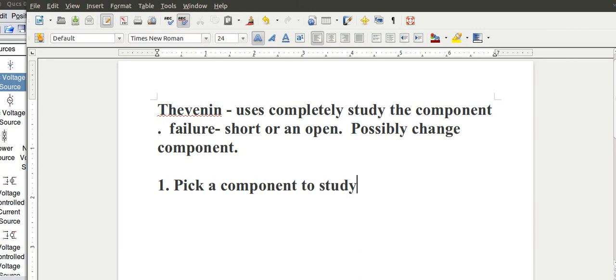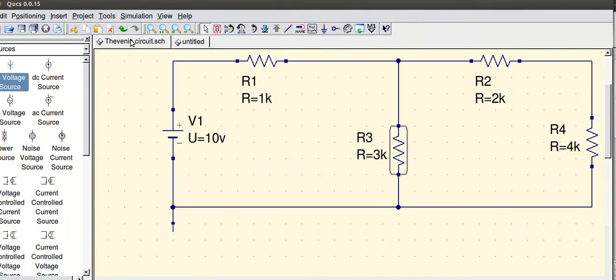Well, we've got to have a circuit. If I go over here and pull up my circuit, here is my circuit. As you can see, I've got a 10-volt source with a 1K resistor, a 2K resistor, a 3K resistor, and the 4K resistor.